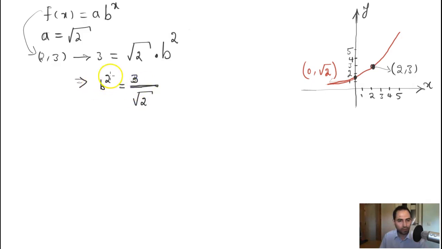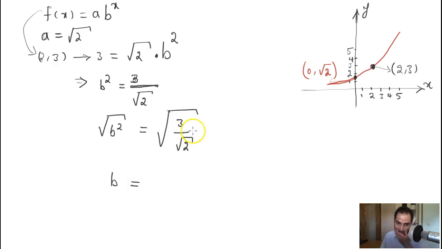3 over square root of 2. So basically b is, if I take the square root of this side of the equation, the square root of 3 over the 4th root of 2, I guess. So if I take the square root of b squared, which is equal to the square root of 3 over square root of 2, in order to get rid of this second power of b, I want to know what b is, but here I have the second power of b. So the square root of b squared is equal to b.